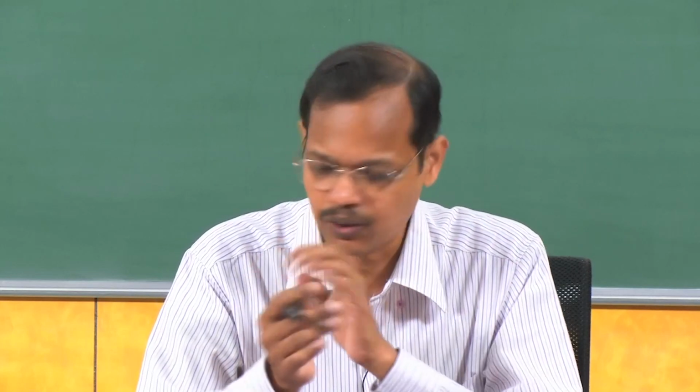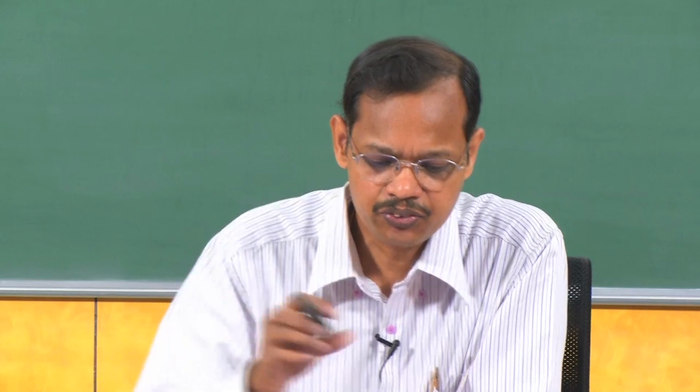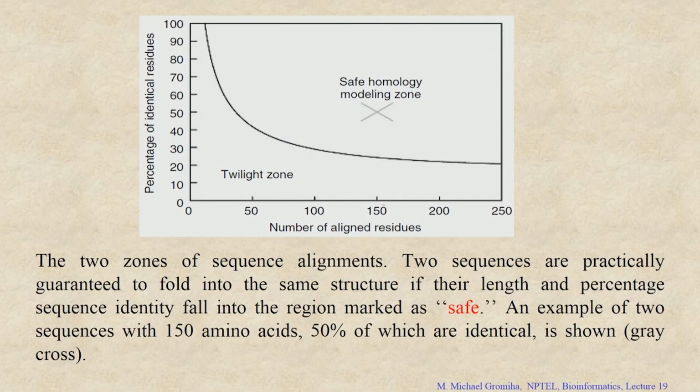Right, now the question is, what is the sequence identity we require for homology modeling, where you require 30% or 50% or 60% and so on? What is the average percent identity required for homology modeling? You can see the number of aligned residues. If we have 150 residues which are aligned, and if the identity is more than 50%, like you see here, you can say it is a safe zone.